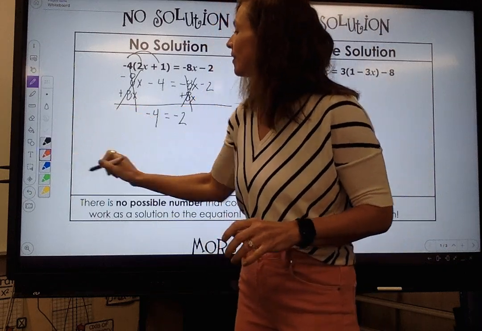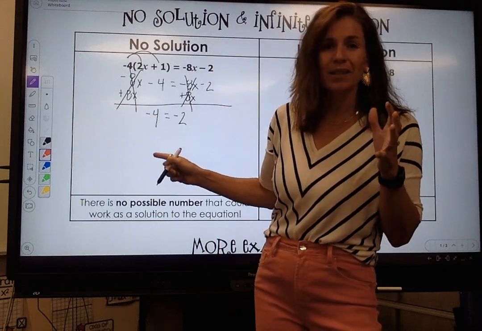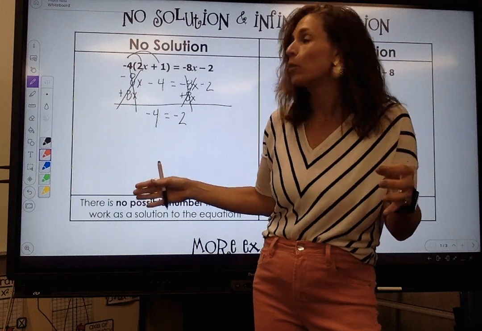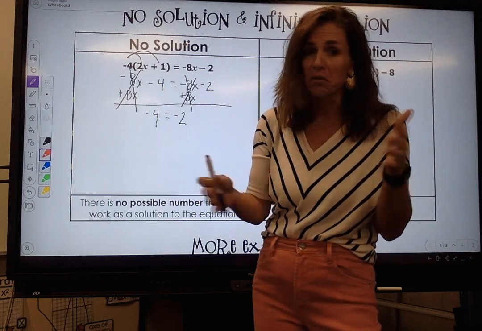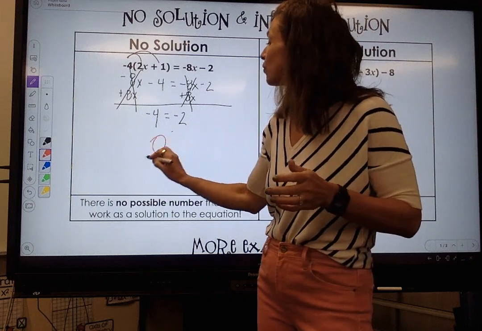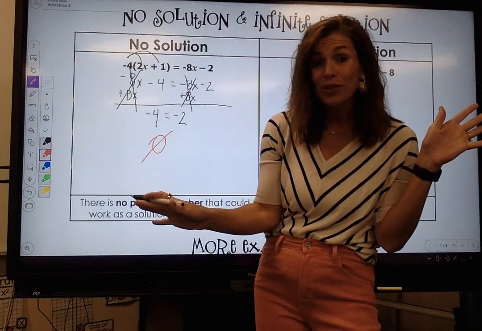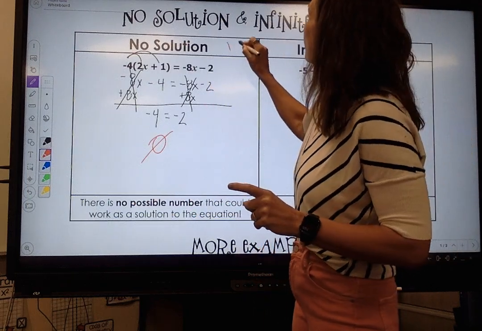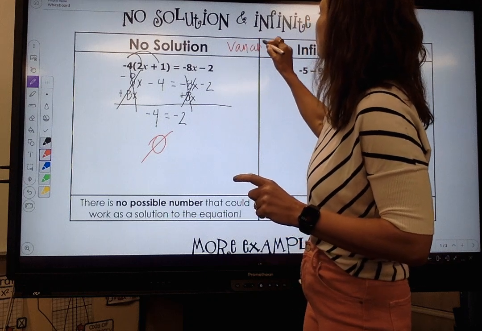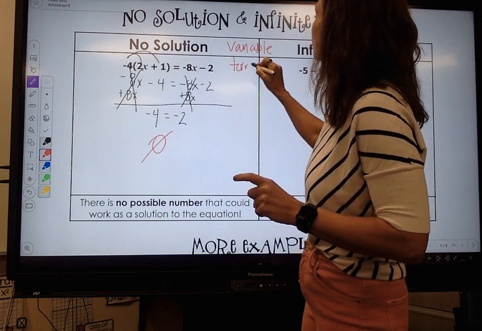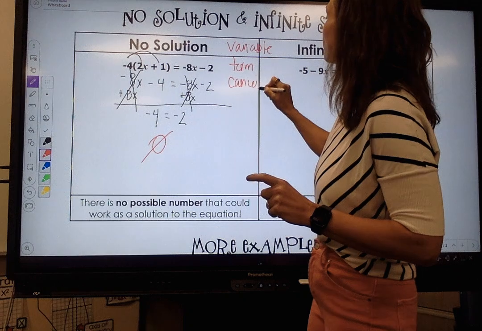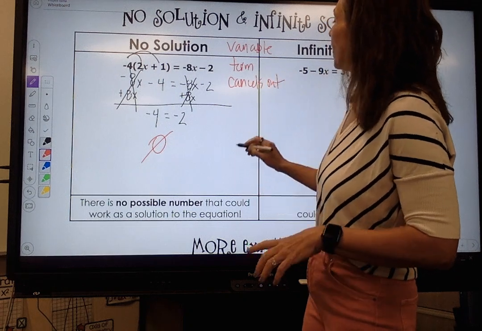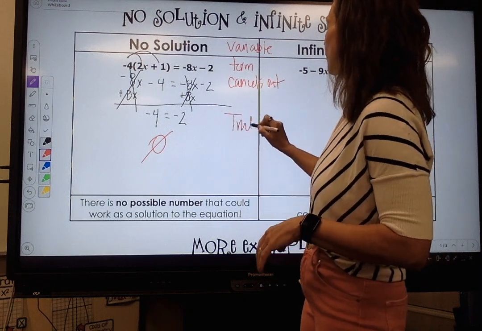Now what I look at is the truth statement. Is negative 4 equal to negative 2? No, it's not. So my truth statement says there's no solution because they're not equal. But notice the variable term cancels out. Okay, that's the key here. And then you look at the truth statement.